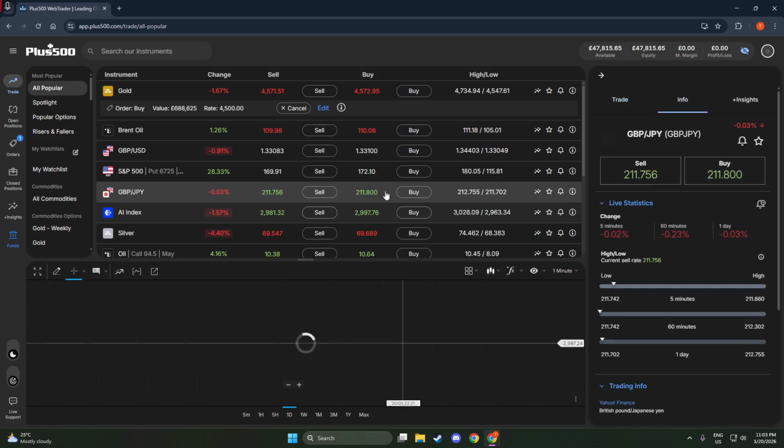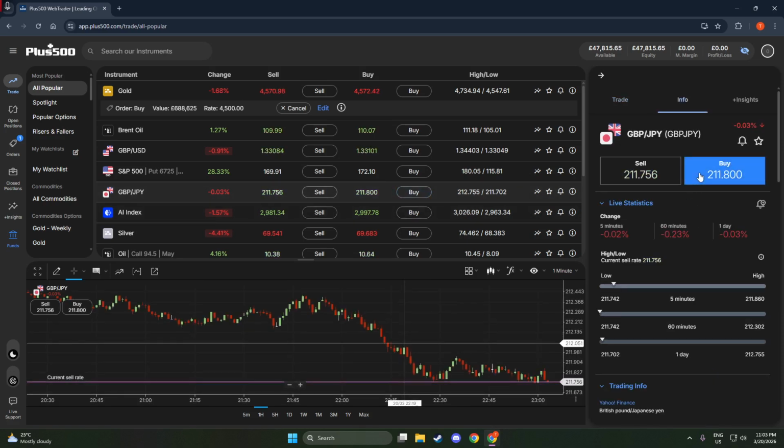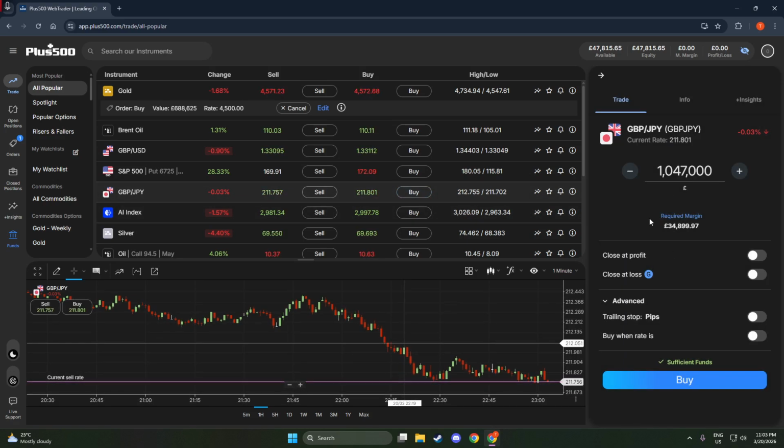Enter your position size or trade amount. This determines how much exposure you're taking on the trade and influences your potential gains and losses. Make sure the amount aligns with your risk tolerance, and take note of any margin requirements or overnight funding information displayed on the screen so you know the full context before you proceed.